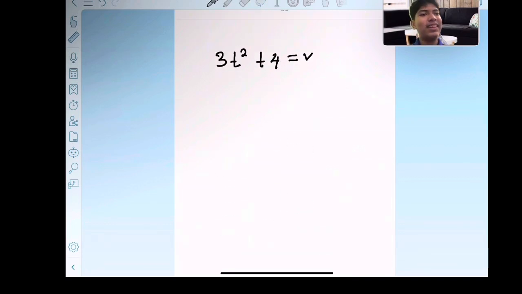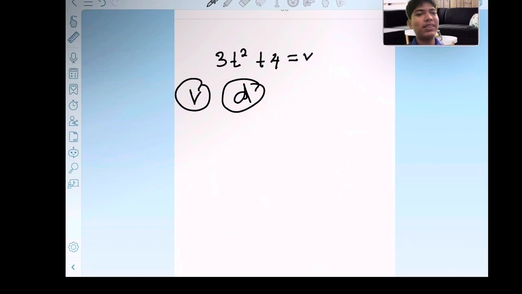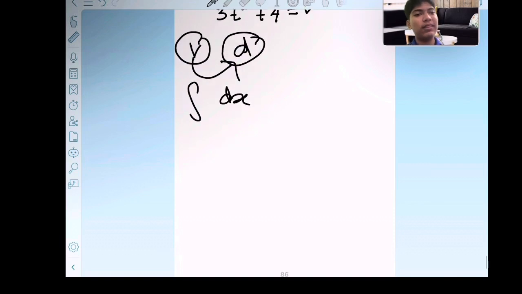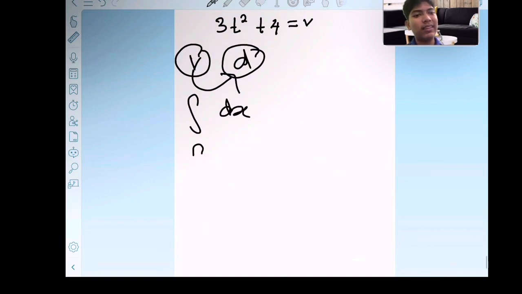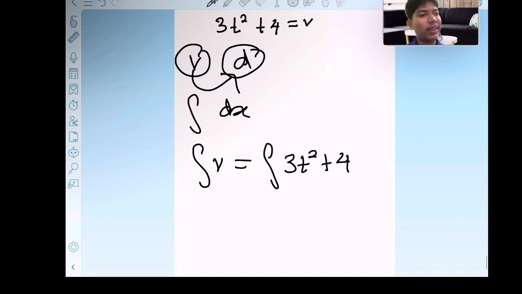We know that we have Shahmi's velocity function, and we must convert it to displacement. To convert velocity to displacement, we must integrate it. So we integrate v, which is the integral of 3t squared plus 4 dt.